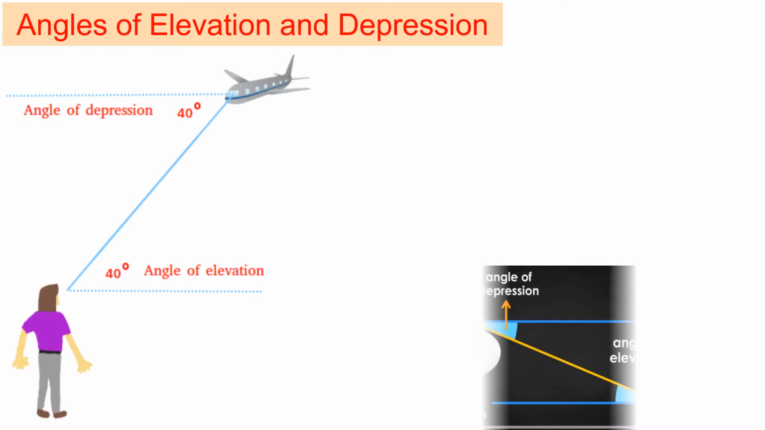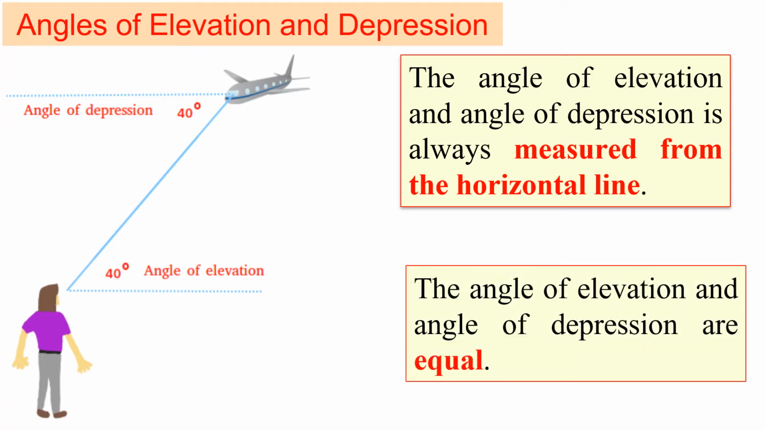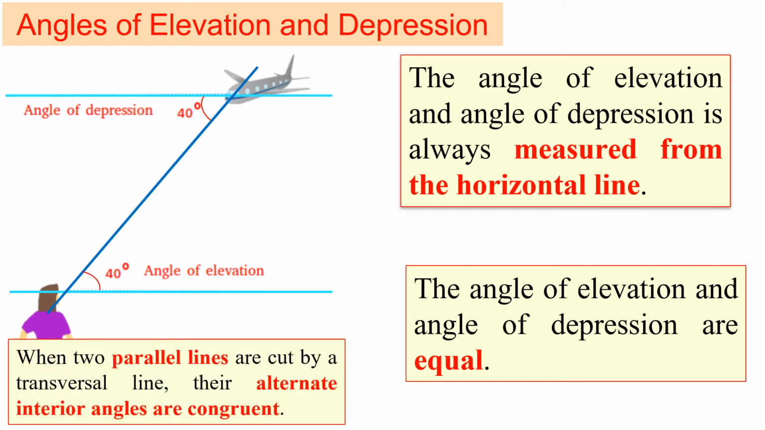So take note that the angle of elevation and the angle of depression is always measured from the horizontal line, and that the angle of elevation and angle of depression are always equal to each other. Why? Because when two parallel lines are cut by a transversal line, the alternate interior angles are always equal to each other. So when two parallel lines are cut by a transversal line, their alternate interior angles are congruent.